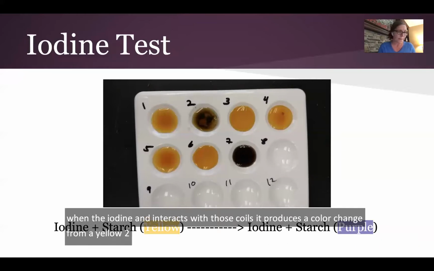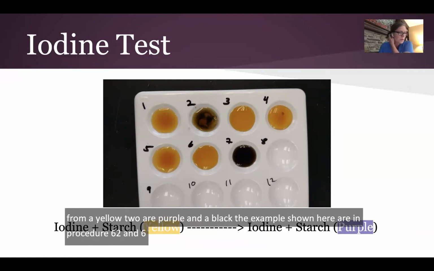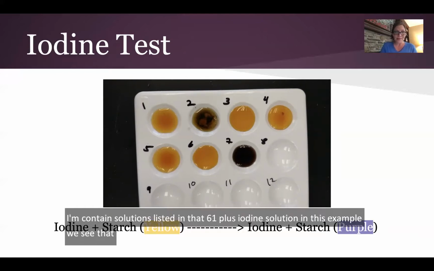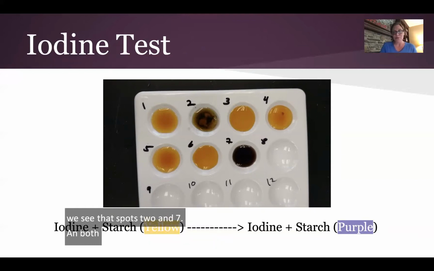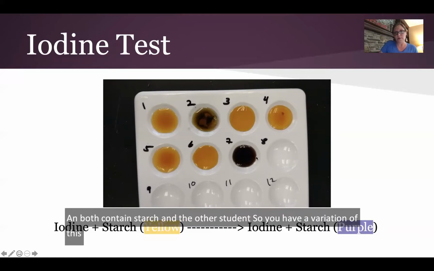The example shown here in procedure 6.2 contains the solutions listed in 6.1 plus iodine solution. In this example, we see that spots 2 and 7 both contain starch and the others didn't. So you have a variation of this color, that darker color, and this really has a lot of starch.